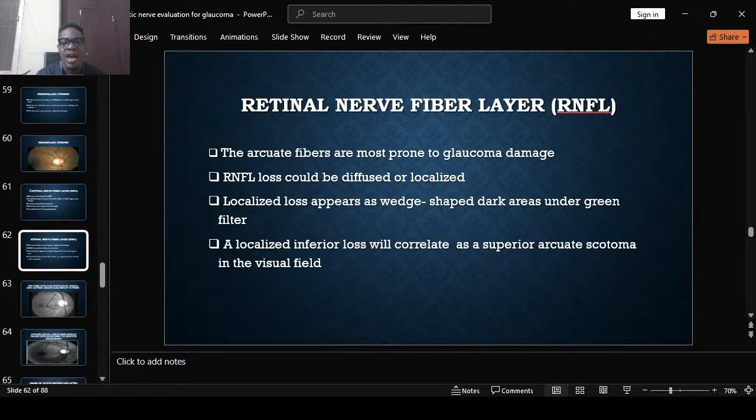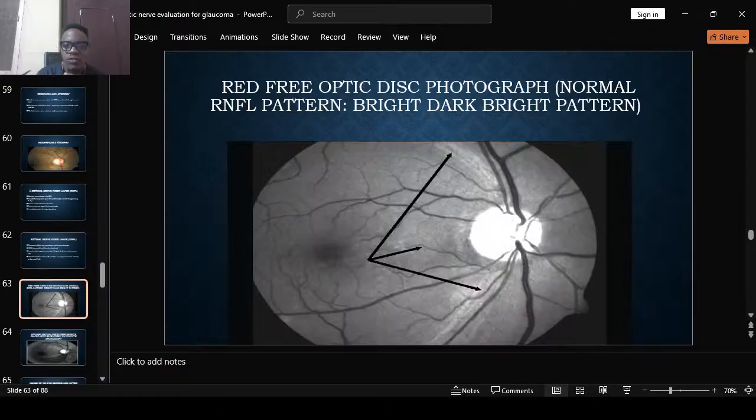RNFL loss could be diffuse or localized. It could be diffuse in the sense that it is everywhere, or it could be localized. It is seen under a green filter with your ophthalmoscope. Now look at this image. Nerve fiber here. So this is how the disc looks. Do you see it here also? And then the papillomacular bundles are somewhere here.